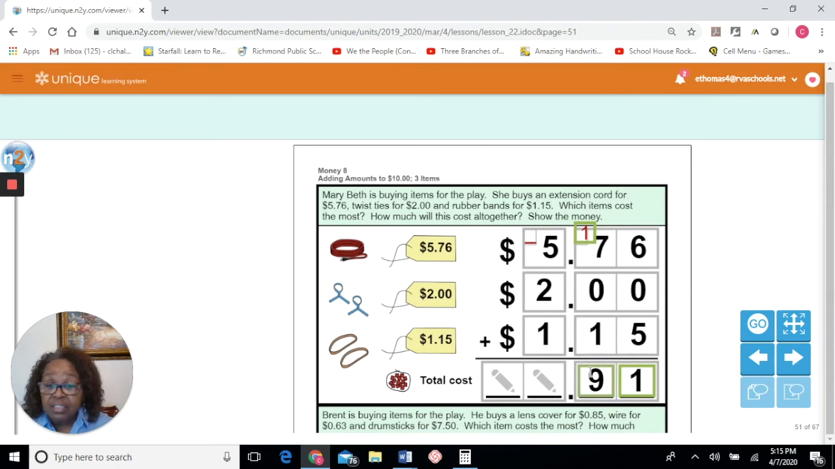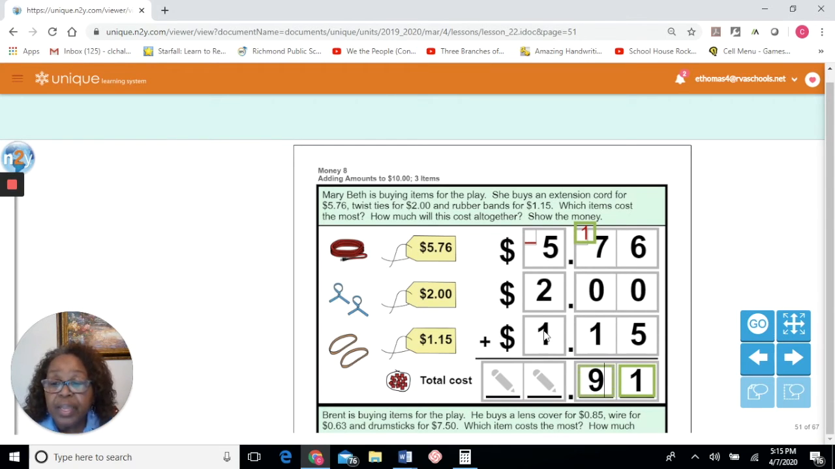This is still less than $1, this amount. So we cannot put anything on the left-hand side. We don't carry anything over. We don't regroup. So now let's add the digits that are on the dollar side, the left-hand side of the decimal point. 5 plus 2 plus 1.